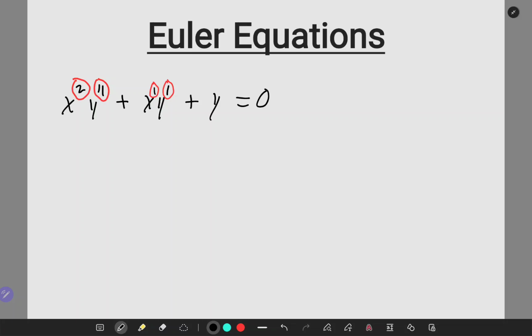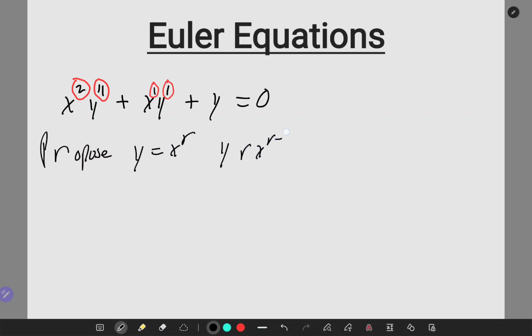Now for Euler equations, they're kind of like changing everything we've ever known about these second order problems. So what we're going to do, instead of proposing y equals e to the rt, we're going to propose y is x to the r. And you'll see why.